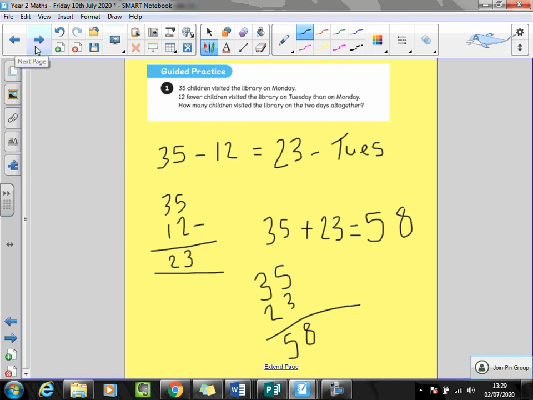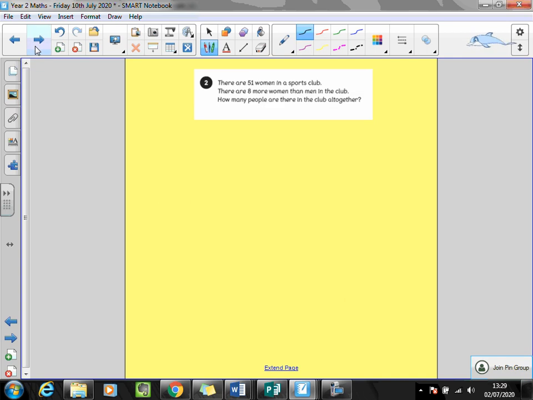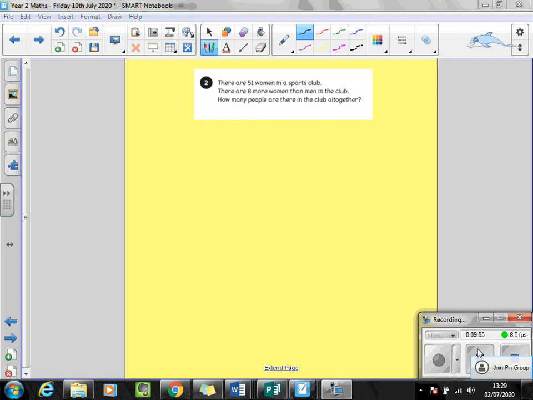And for the next guided practice question, there are 51 women in a sports club. There are 8 more women than men in the club. How many people are there in the club altogether? Pause the video and work out the first and the second step to this problem and see if you can solve it.